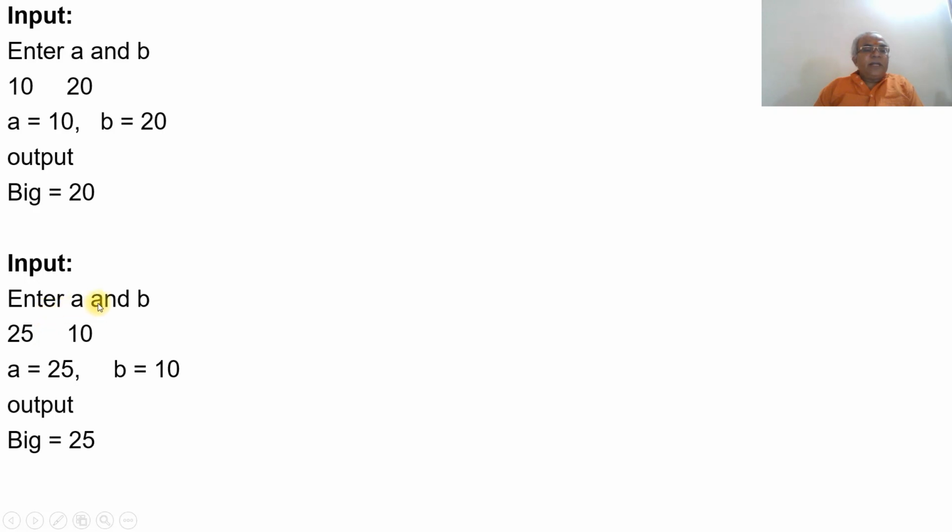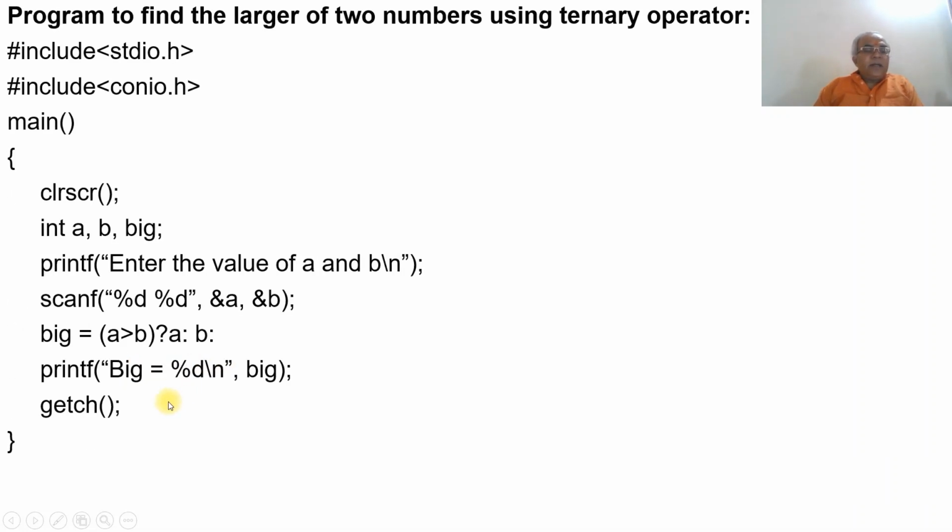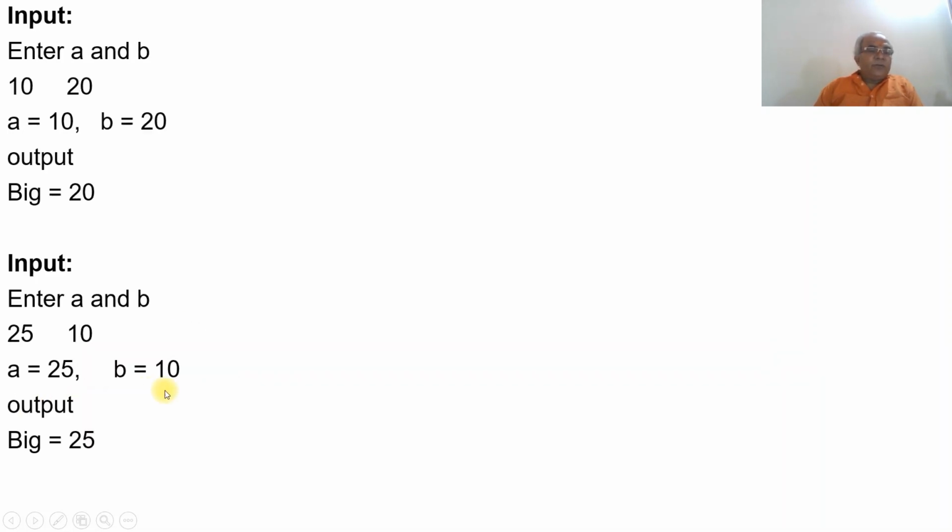Similarly, when you enter a and b as 25 and 10, a is assigned the value of 25 and b is assigned the value of 10. So a is greater than b is true, and then the value of a will be the big value. So big will be equal to 25. This is how it will be executed.